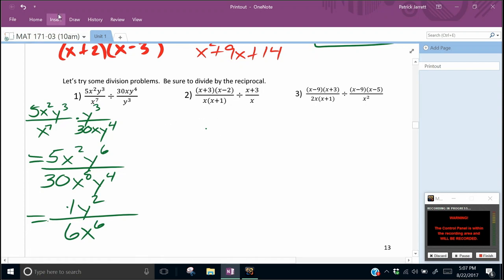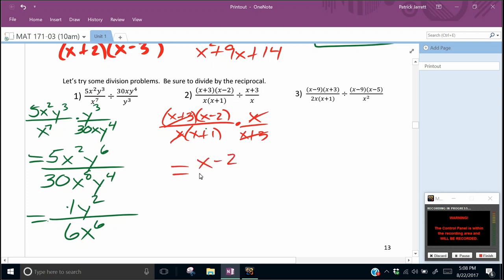Now, for number 2, I'm going to go ahead and take care of that. So I'm going to rewrite this, x plus 3 times x minus 2 over x times x plus 1. And instead of dividing, we're going to have it multiplied by x over x plus 3. So the x plus 3s will go, and so will the x's. Our final answer will be x minus 2 over x plus 1. So pretty straightforward and simple for that one.